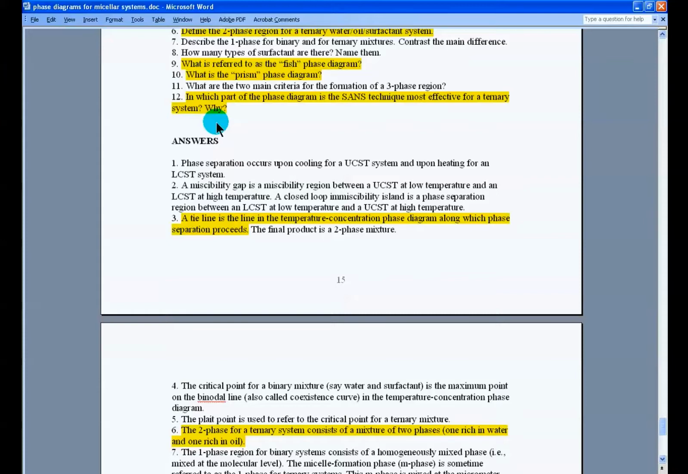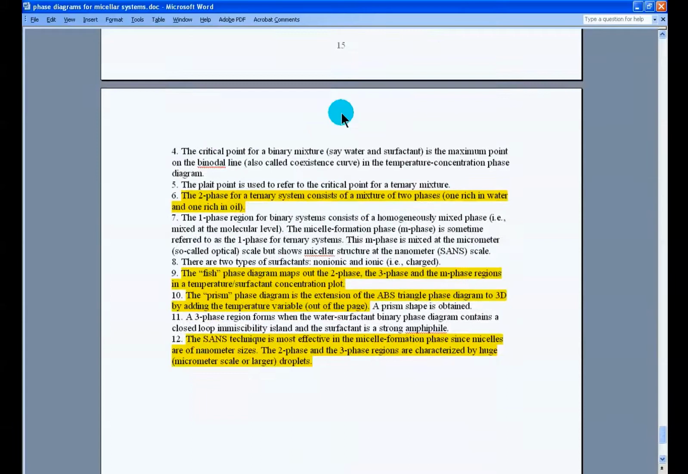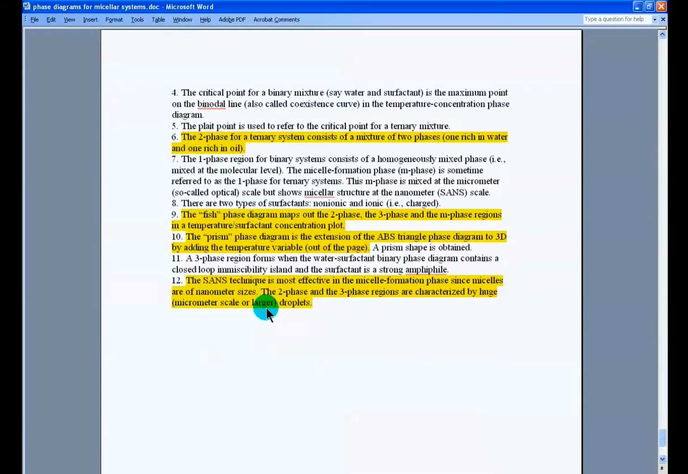Question 12. In which part of the phase diagram is the SANS technique most effective for a ternary system, and why? Answer: the SANS technique is most effective in the micelle formation phase, since micelles are of nanometer sizes. The two-phase and the three-phase regions are characterized by huge micrometer scale or larger droplets. It's more like a light scattering window.